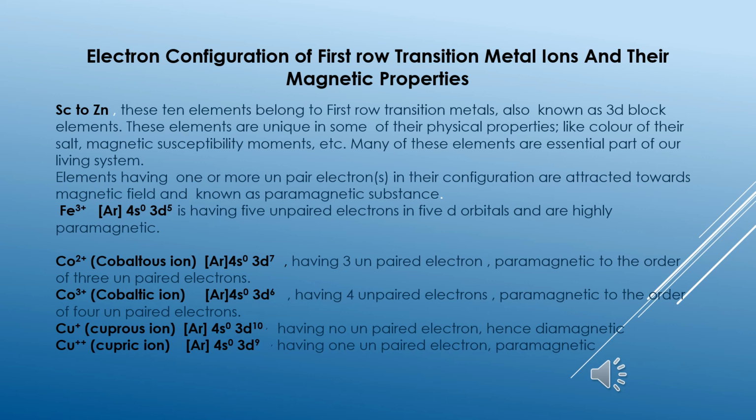It is necessary to learn the electron configuration of ions, both cations and anions. Electron configurations of some of the transition metal ions are discussed here. Diamagnetic or paramagnetic properties of the ions are also discussed.